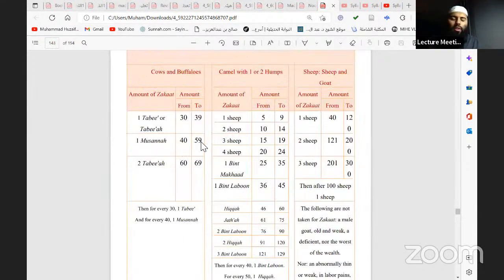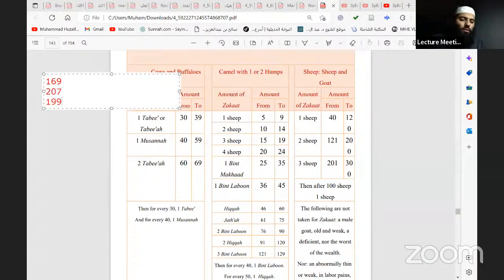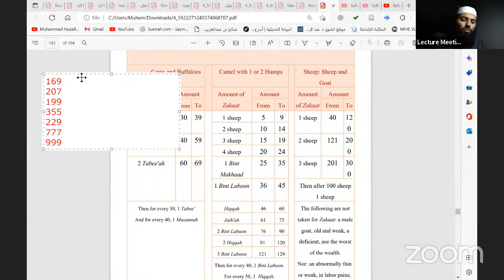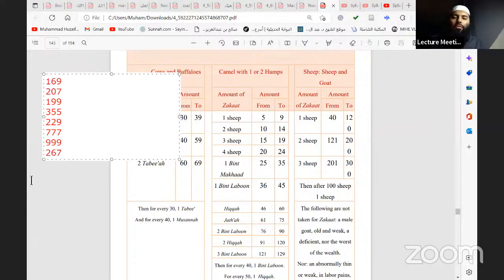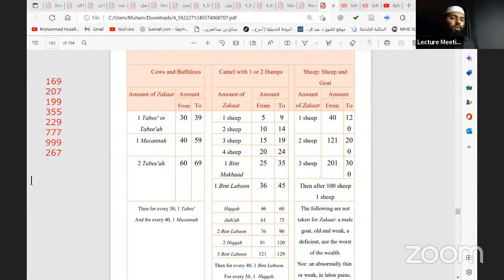All right, let me give you a few numbers. Let me write down these numbers as well for you. Let's say, just the camels, right? Let's say 169, that's what the Sheikh has given me. 207, 199, 355, 229, 777, 999, 267. No, let's leave it at that for now, inshallah. Khalas. You have more questions obviously in the revision section. But just do these for the camels.